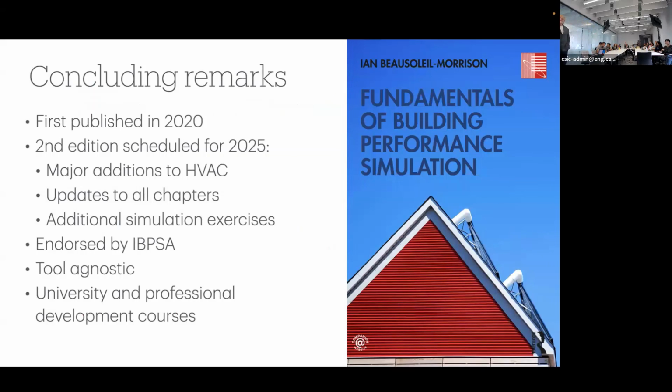The major enhancements are more exercises, because that's the feedback I've had from my own students, plus the other universities that have used the book, that they find the exercises the most valuable part of the learning process. Students love to get their hands on the tool and start predicting things, and this guides them in doing that. So more exercises, and major additions on HVAC as well.